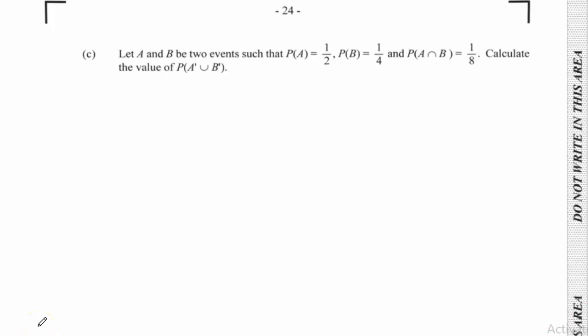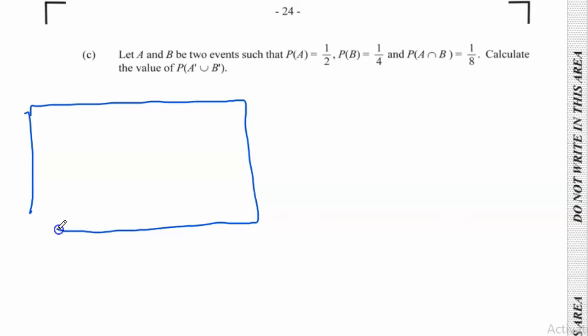Let A and B be 2 events such that the probability of A is a half, the probability of B is a quarter, and A intersect B is 1/8. So this question, I think, will need a diagram with it, probably, maybe not. Let's draw a diagram to represent the situation here.